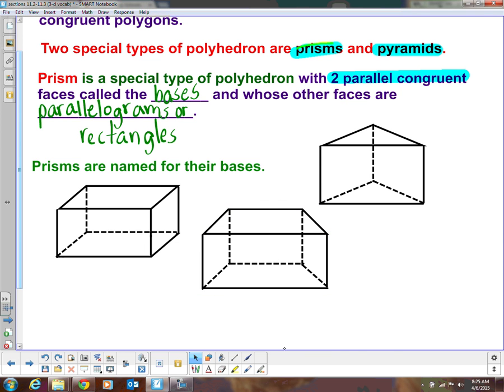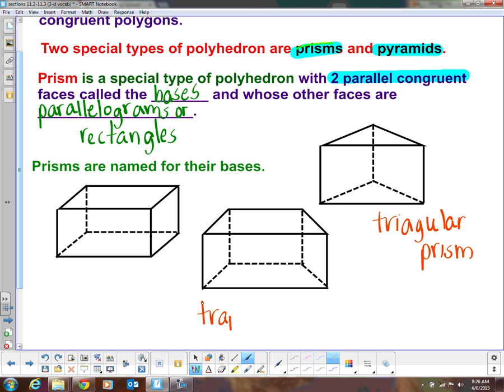Right. So they're named for their bases. Let's come over here. What's the different polygon? What are the bases in this figure? Triangles. So this is called a triangular prism. What are these bases? Trapezoids. So this is a trapezoidal prism.